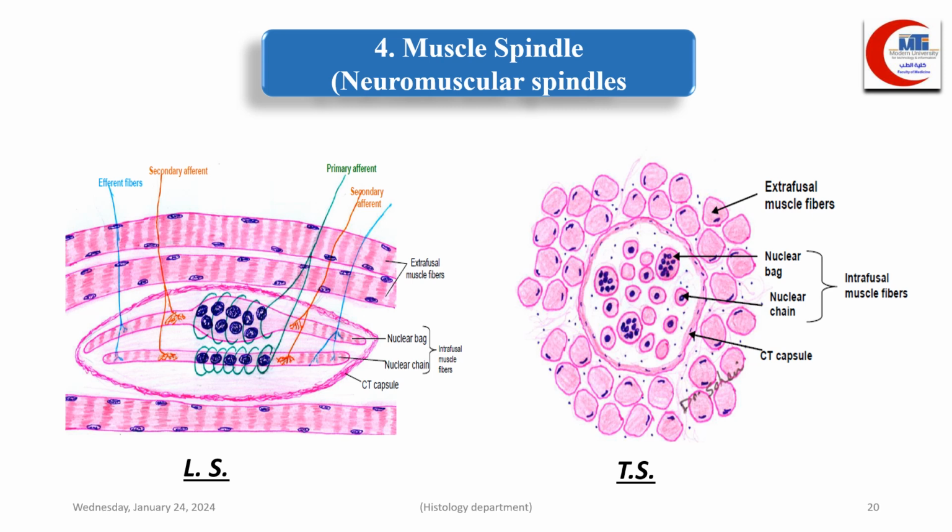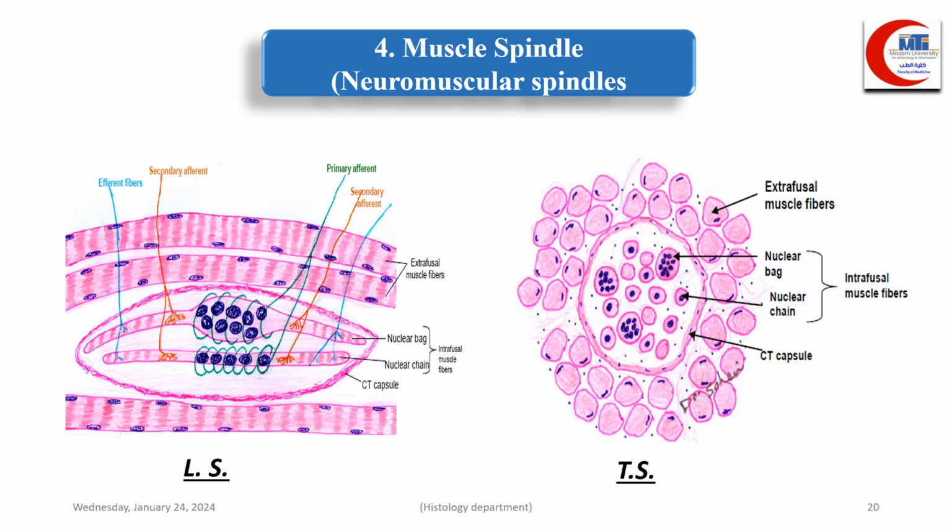The first arrow points to the nuclear bag, which is the large circle containing multiple nuclei inside. But the nuclear chain, which is present below the nuclear bag, is smaller in size and contains one nucleus inside.